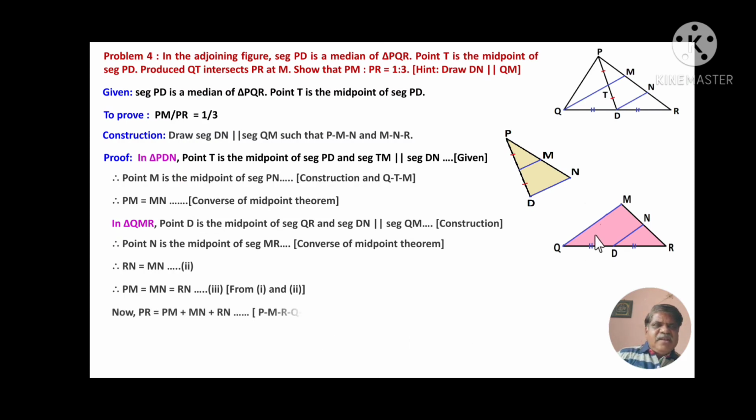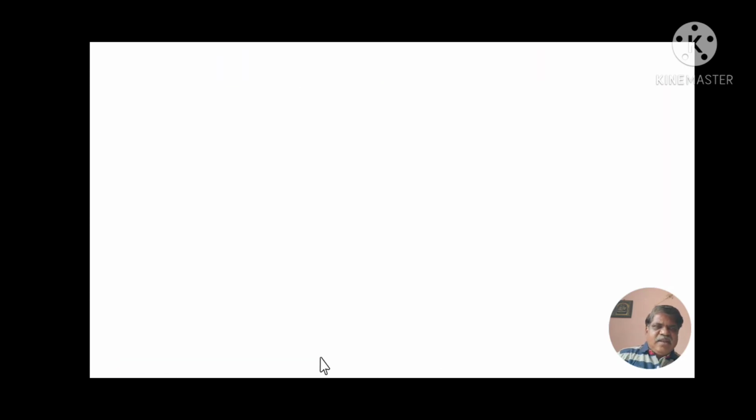Now, what is PR? PR is nothing but the addition of all these three: PM plus MN plus NR. Therefore, PR is equal to PM plus PM plus PM, since we have substituted the values of MN and RN as PM from statement 3. All are equal. Therefore, PR can be written as 3 times PM. Therefore, you can write PM upon PR is equal to 1 upon 3.